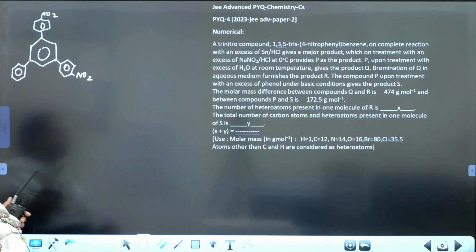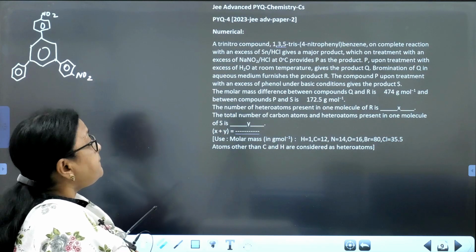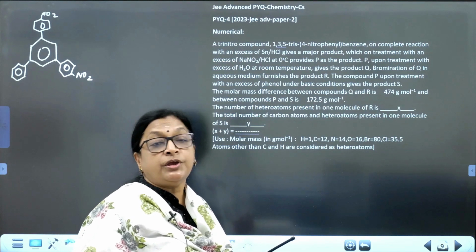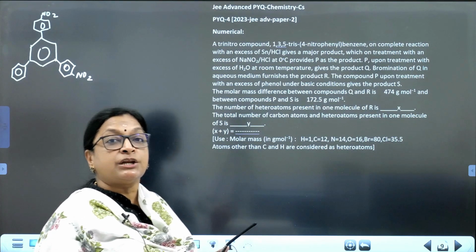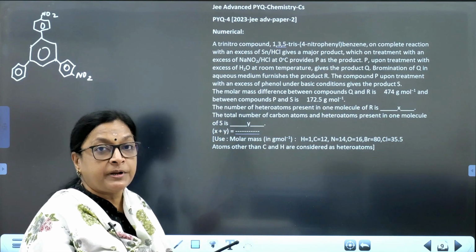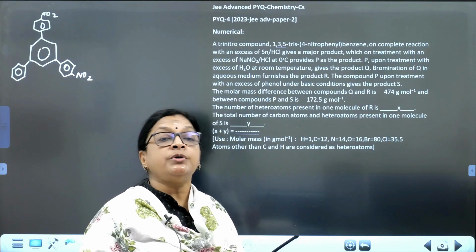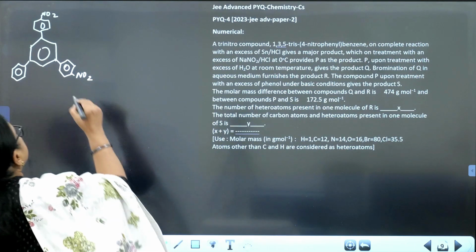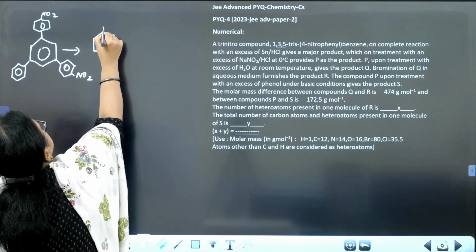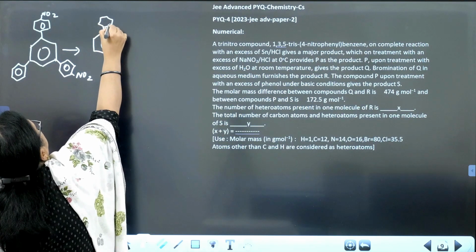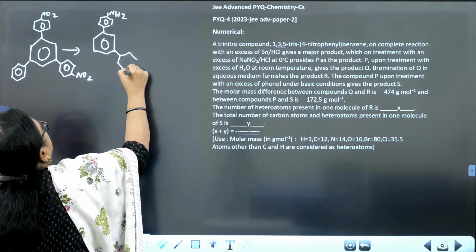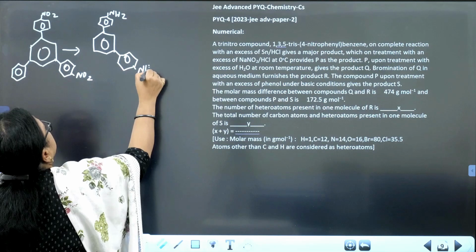So this is the starting compound, and this on complete reaction with an excess of tin in HCl. So we know nitrobenzene is reduced by tin in HCl to amino functional group, primary amino functional group. NO2 is reduced to NH2. So with excess of tin in HCl, all the nitro groups will get reduced. All the nitrobenzenes will get reduced to amino functional group. Aniline will be formed here.